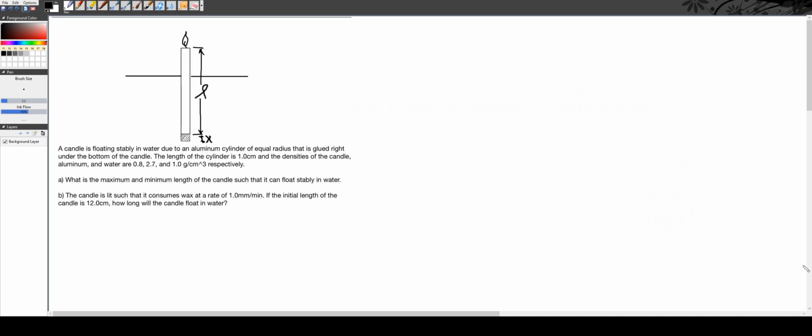Today we're doing another physics problem. This is again from the Discord server. I'll post a link in the description.